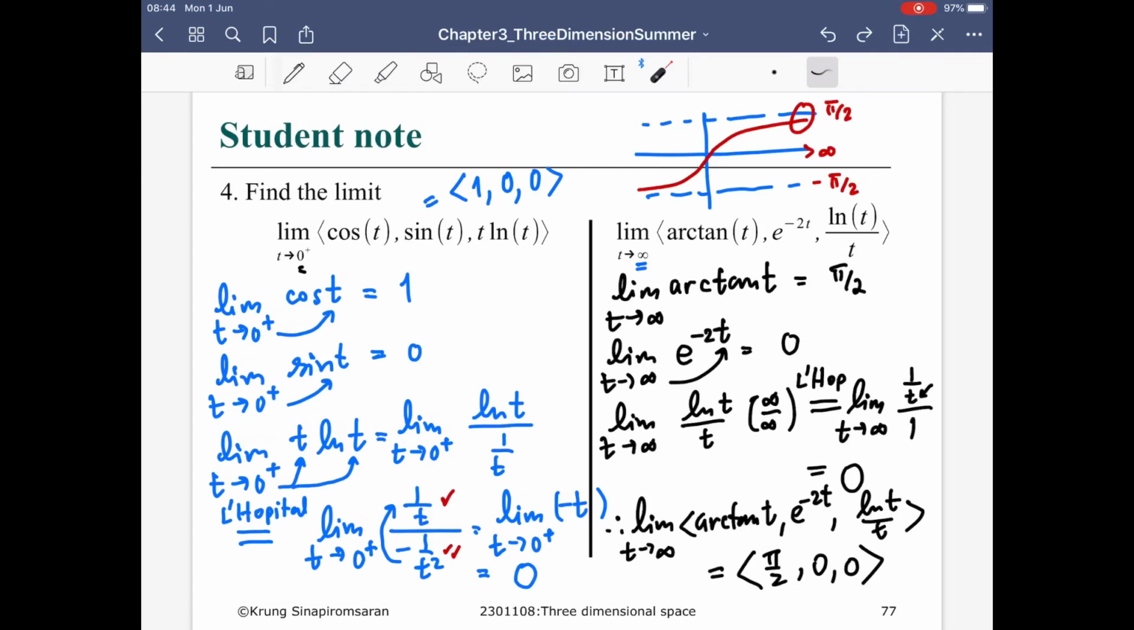Of course, we already found the domain and the limit of the vector function, right? So what else are we usually interested in when we talk about functions? Of course, the derivative and the integration. So next time we are going to talk about the derivative of the vector function and the integration of the vector function.